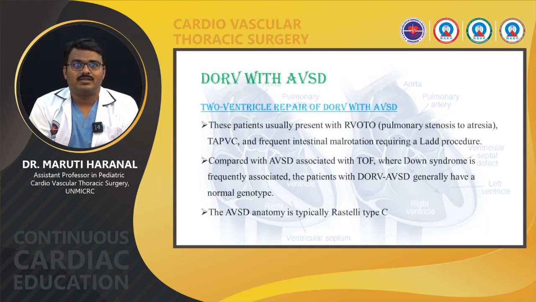DORV with AVSD. These patients usually present with RVOTO, TAPVC and frequent intestinal malrotation requiring a Ladd procedure. Compared with AVCD associated with tetralogy of Fallot, where Down syndrome is frequently associated, the patients with DORV and AVSD generally have a normal genotype. The AVCD anatomy is typically Rastelli type C.